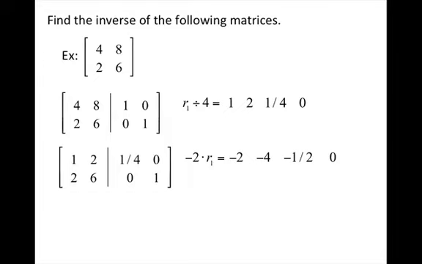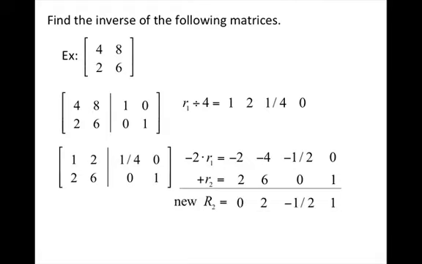-2 times row 1 gives me -2, -4, -1/2, and 0. I'm going to add this to the row I want to change, which is row 2. Row 2 is 2, 6, 0, 1. This is going to give me my new row 2.